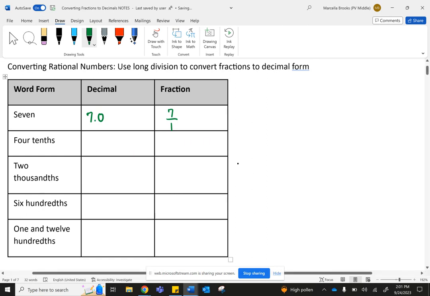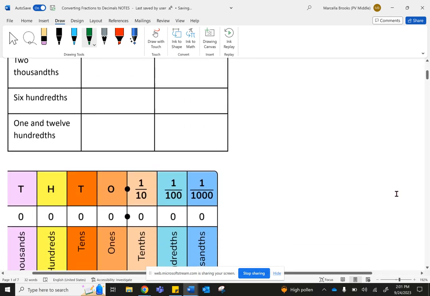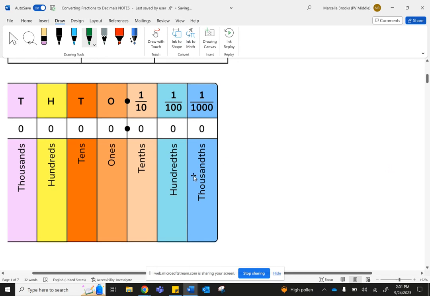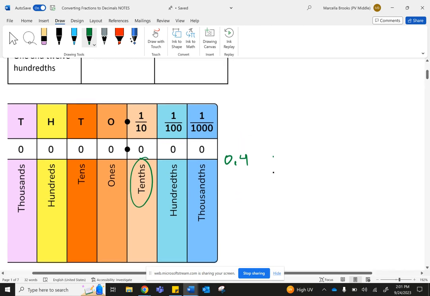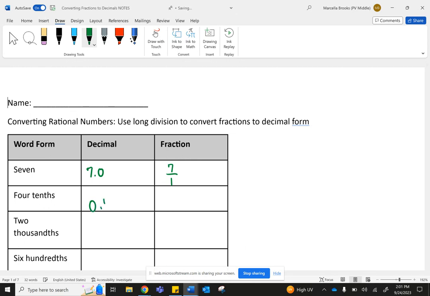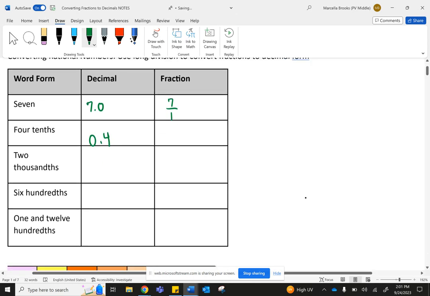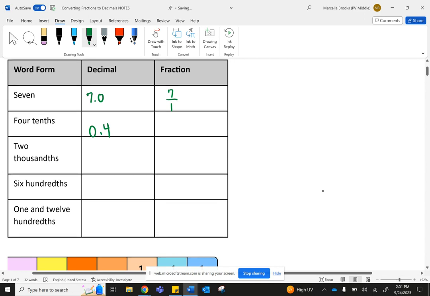So the next one is 4/10. Let's look at our little placeholder chart here. We got the tenths right here. So that means 0.4. That shows 4/10. It's just to the right of the decimal is the tenth spot. So that's how we write that as a decimal. And it's easy to write 4/10 as a fraction because you say it how it looks. So 4/10 is 4 over 10. And if you simplify that, no, we won't go there.